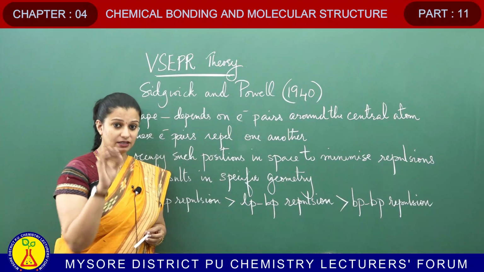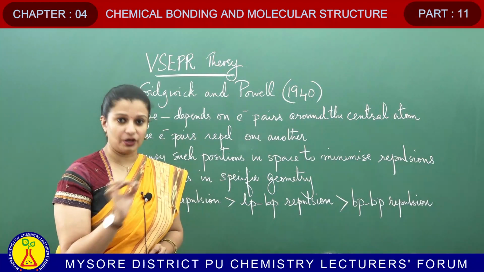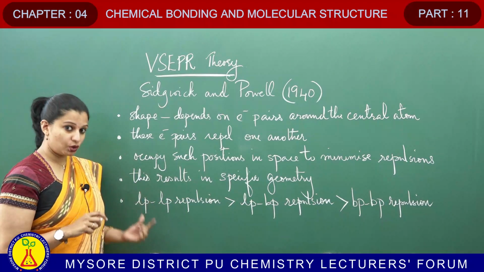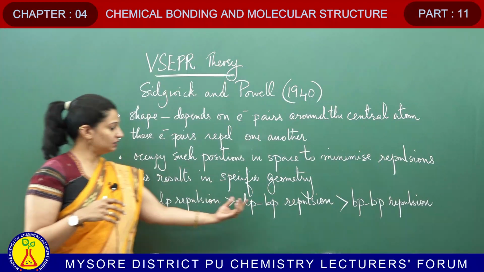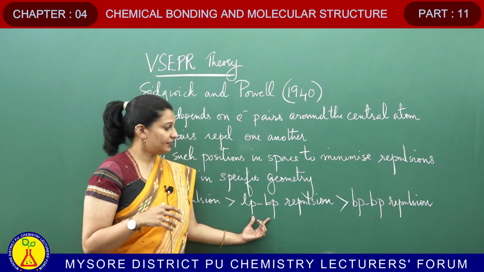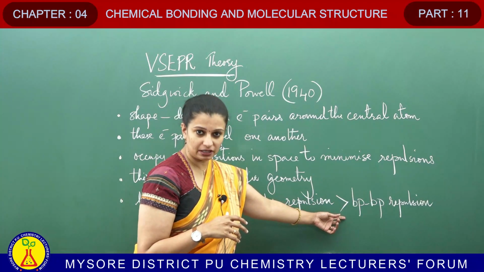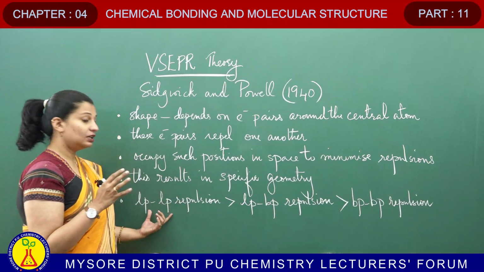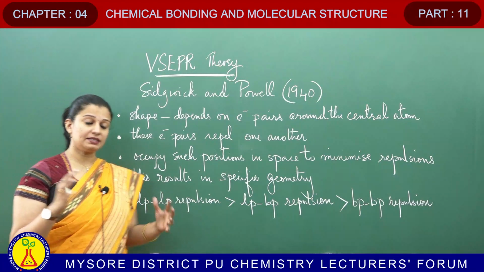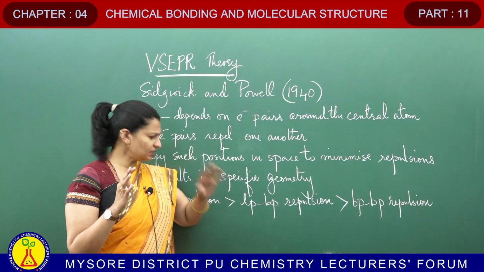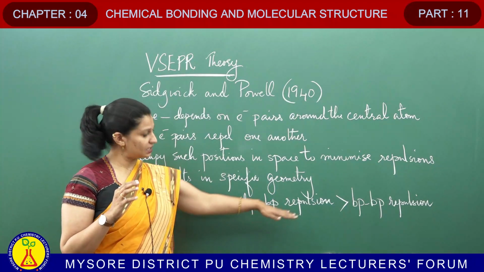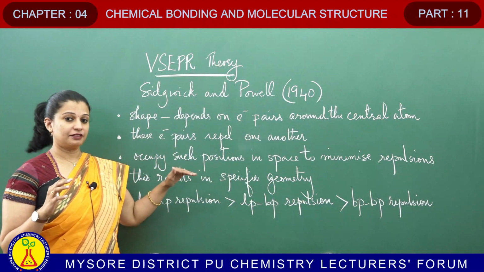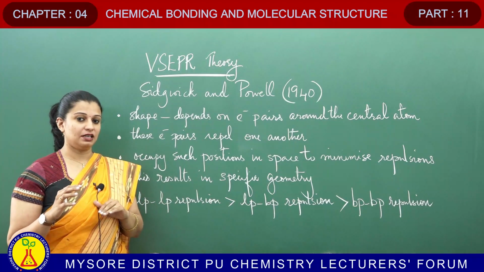While considering the repulsions, one more very important point to be noted is that lone pair lone pair repulsion is stronger than lone pair bond pair repulsion, and that is stronger than bond pair bond pair repulsion. So while we arrange the electron pairs, care should be taken that the lone pairs are placed at maximum distance apart in comparison to lone pair bond pair and bond pair bond pair arrangements. So these are the different postulates of the VSEPR theory.